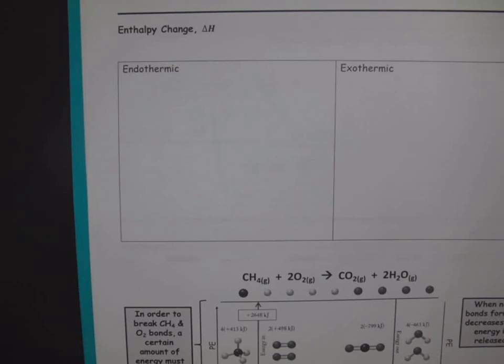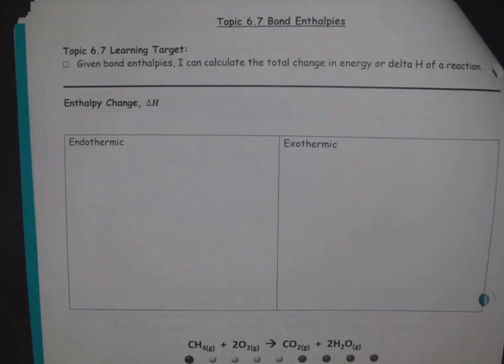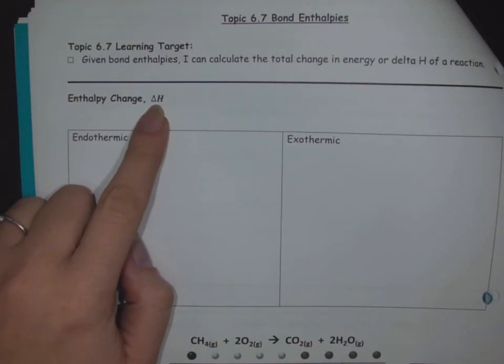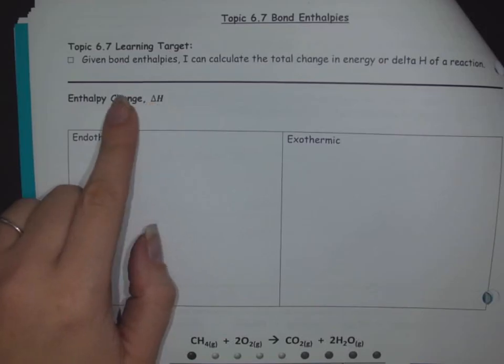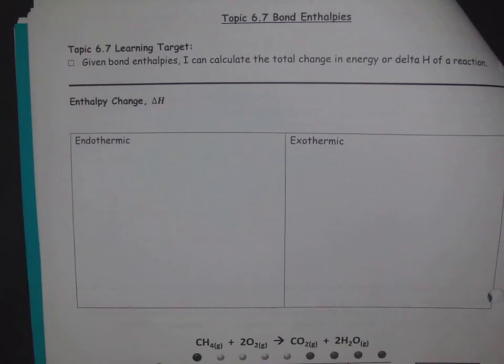Hello everyone, we are on page 12, so please turn to page 12 in your packets. We're going to be covering topics 6.7 and 6.8, and we're going to be looking at two ways where we can figure out what this change in energy, this enthalpy change, is for an entire reaction. Okay, there's two different ways we're going to go about doing that.